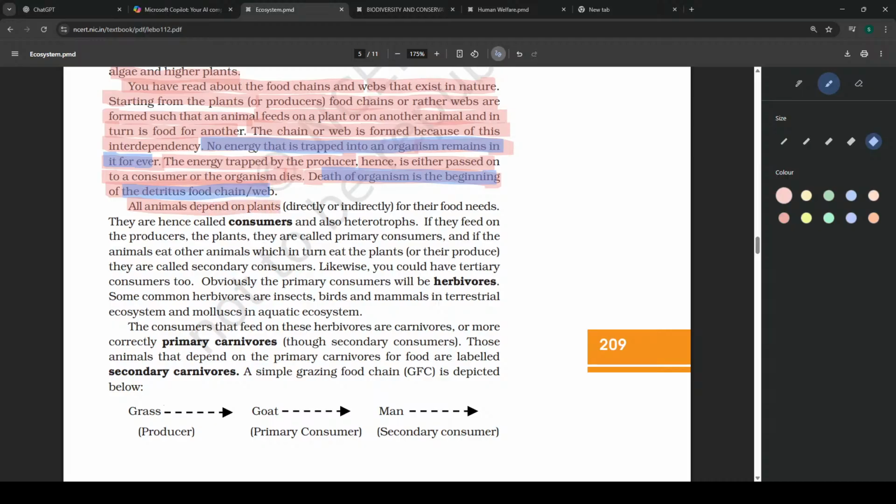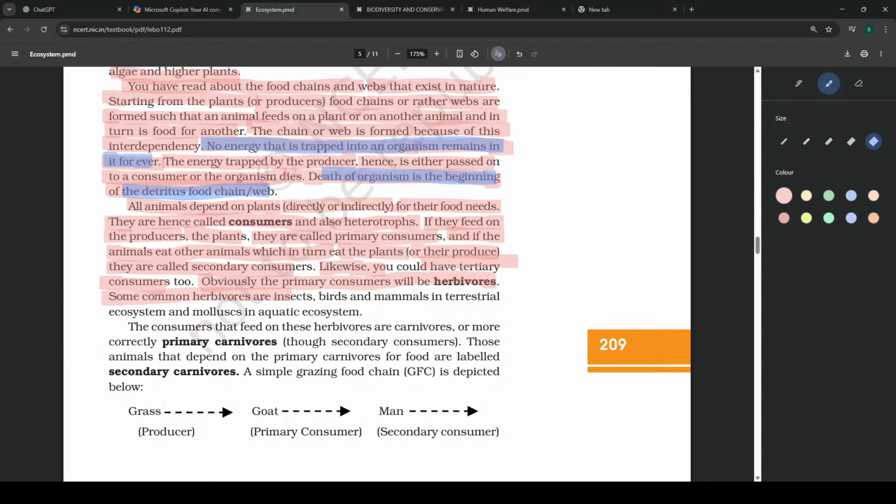All animals depend on plants, directly or indirectly, for their food needs. They are hence called consumers or heterotrophs. If they feed on the producers, the plants, they are called primary consumers. And if the animals eat other animals, which in turn eat the plants, they are called secondary consumers. Likewise, if some organism feeds on secondary consumers, it is called a tertiary consumer.